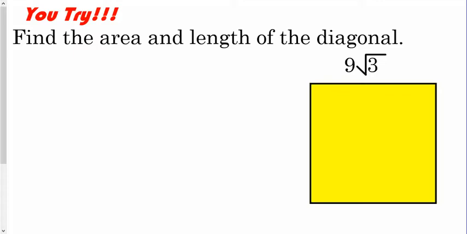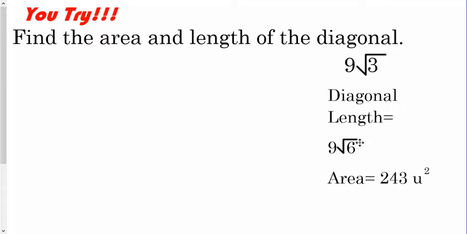Okay, ready to have your mind blown? The answer was here the whole time. Diagonal length is 9 square roots of 6. The area is 243 units squared. If you got that right, move on. If not, stick around.